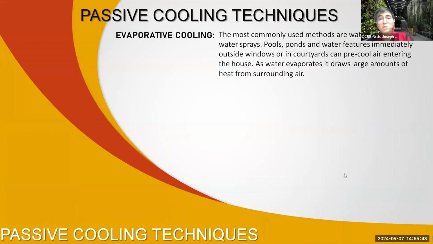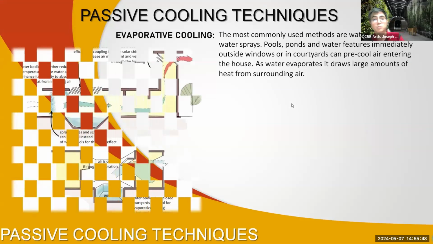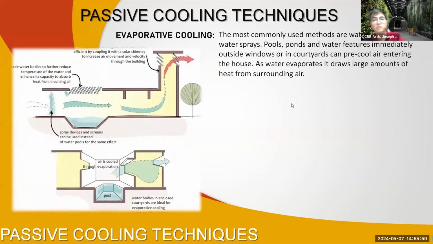Evaporative cooling is the most commonly used method. The most commonly used methods are water bodies and water sprays. Pools, ponds, water features immediately outside the windows or courtyards can be pre-cooled to cool the space, no? This is a style. If you have a pool, whether it's a pond, a swimming pool, or whatever, you let air pass through there before it goes into your living space and out again. It has to go out somewhere for you to be able to direct the wind into a space.